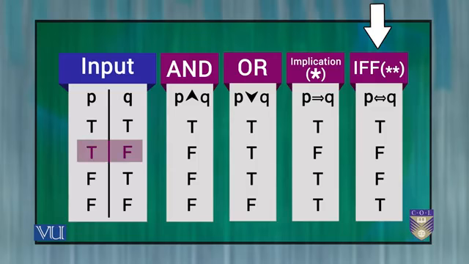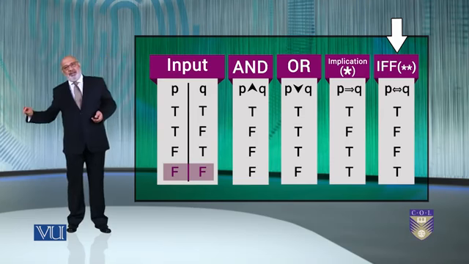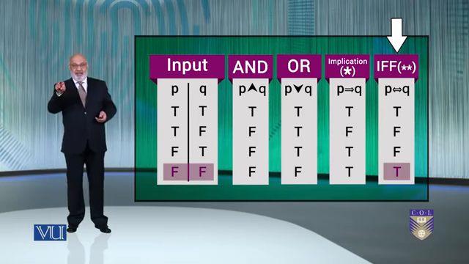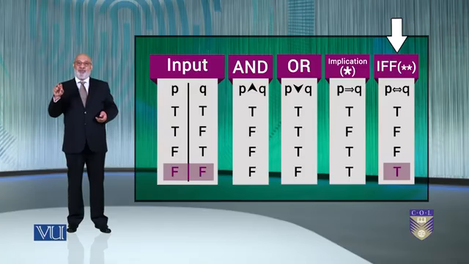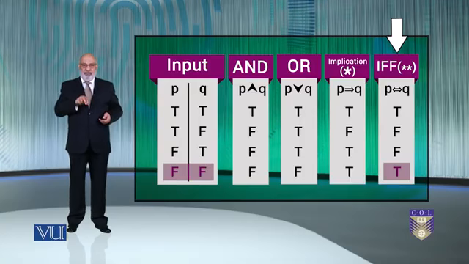The third row, P true, Q false, okay? They're not identical. Therefore, the output of the last column, the equality detector, they're not equal. Therefore, it's false. Then P is false, Q is true. Once again, they are not equal, okay? So the equality detector will call it false. And the fourth one, when both are false, the equality detector will say true. Yes, both are identical. So this gives you a true value when the two inputs are the same, both true or both false. And the rest are pretty straightforward.